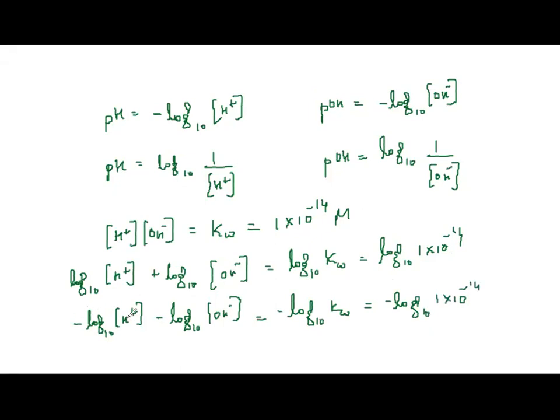Now what does minus log to the base 10 of H plus mean? pH. Correct? It is written like this: pH plus minus log to the base 10 of OH minus, which means pOH, is equal to minus log to the base 10 of Kw, I can write it as pKw. That is equal to minus log of 1 into 10 raised to minus 14, which becomes 14. So this is the relationship between pH and pOH: pH plus pOH is equal to pKw, and that is equal to 14.